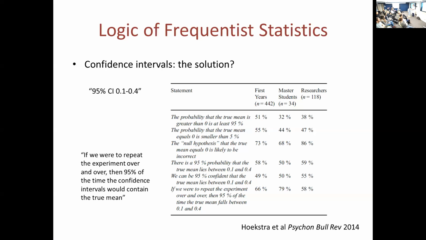The correctly worded interpretation of a confidence interval is: if you were to repeat the experiment over and over, then 95% of the time the confidence intervals would contain the true mean. So people point out that what this means is a single interval actually doesn't contain any information. It's only as you repeat the intervals over and over that they start to contain some kind of information that describes where the effect might lie.